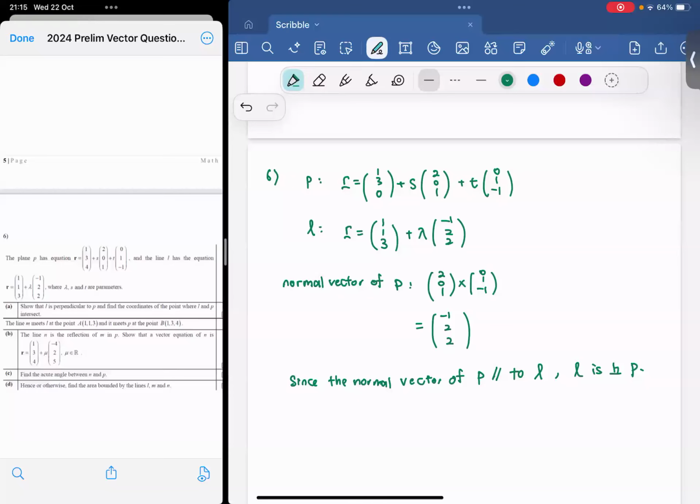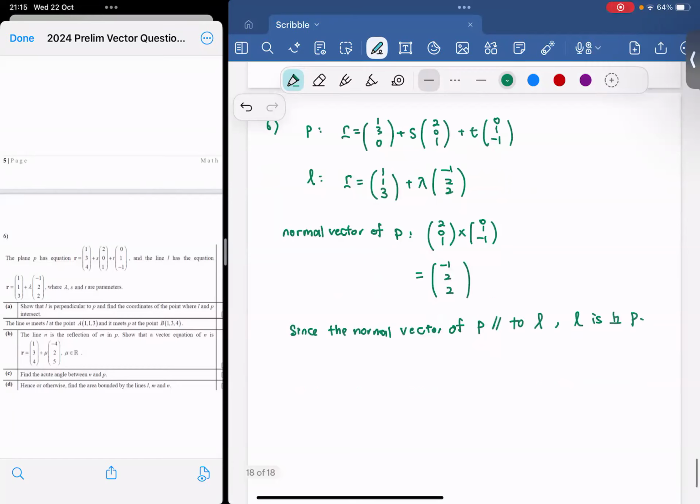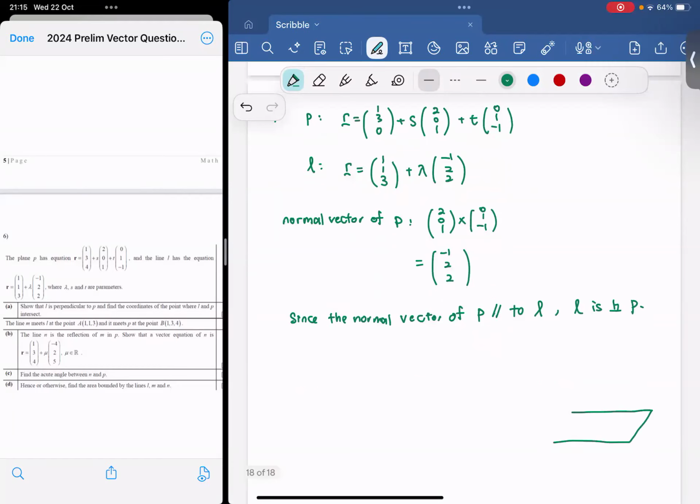Next, find the coordinates of the point M where L and P intersect. So this is my P, this is my L, and they will intersect here. We call it M. We know that OM is on the line L, so we can write OM as (1 minus lambda, 1 plus 2 lambda, 3 plus 2 lambda).